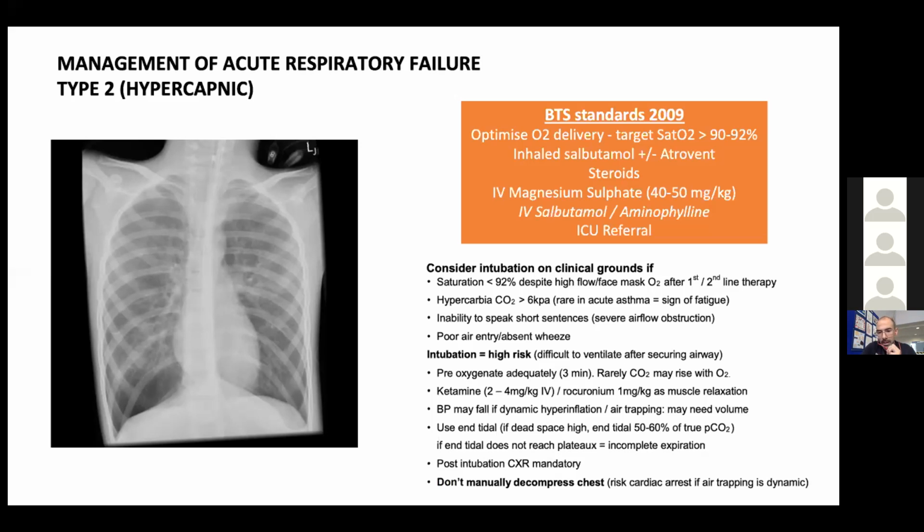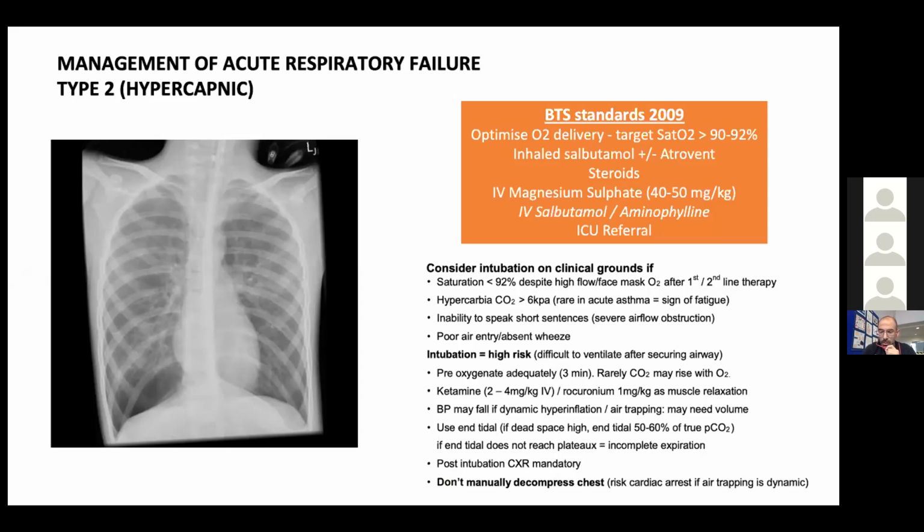So ketamine is the drug of choice because it reduces the muscle tone of the smooth muscle in the bronchi. So it's a very good drug for that. And then rocuronium. So we advise for a rapid sequence induction with these two agents, and have fluid boluses next to you.